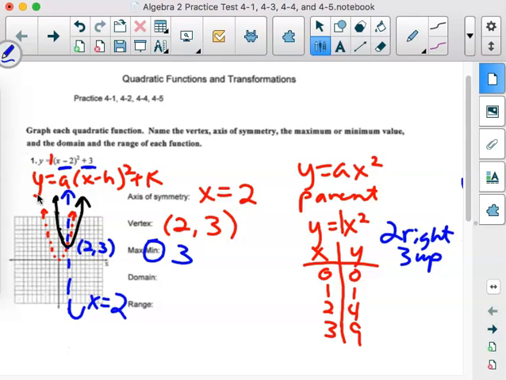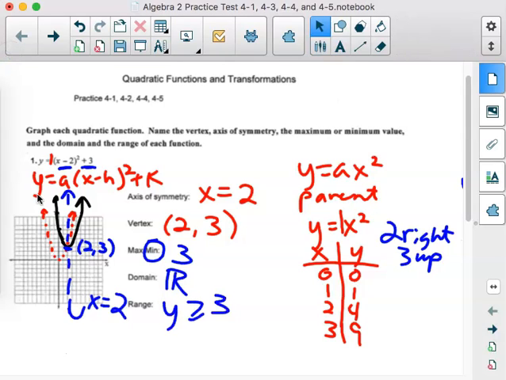Our domain, all of our quadratics go to the right and left forever. They may not go super fast, but they go right and left forever. And our range, we see that our bottom y value here, our minimum, was 3. So that means we have 3 and everything above it. Y is greater than or equal to 3. And we've done everything they wanted. We graphed it, we named the vertex, the axis of symmetry, the maximum or minimum value, and the domain and range of each function.